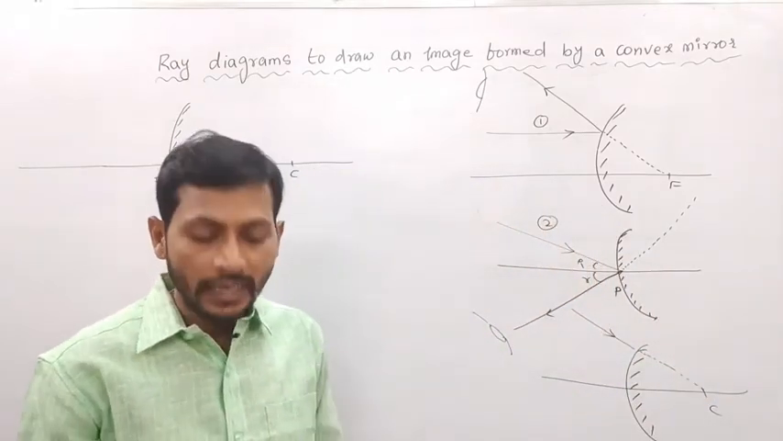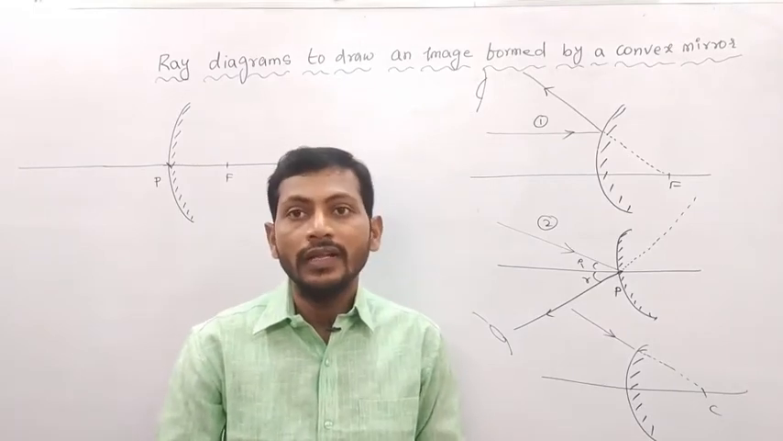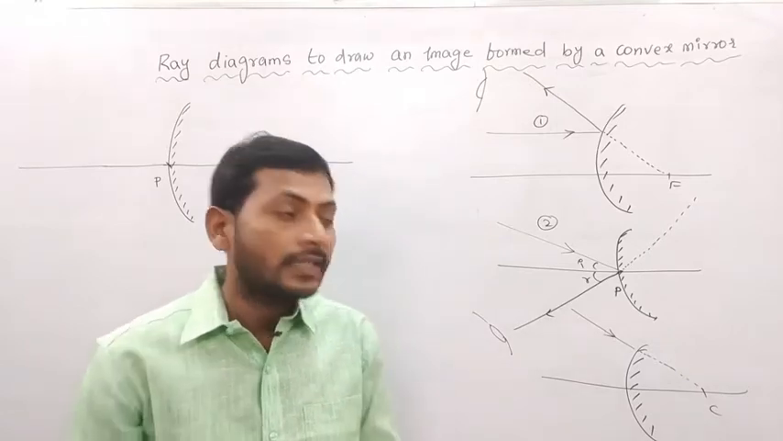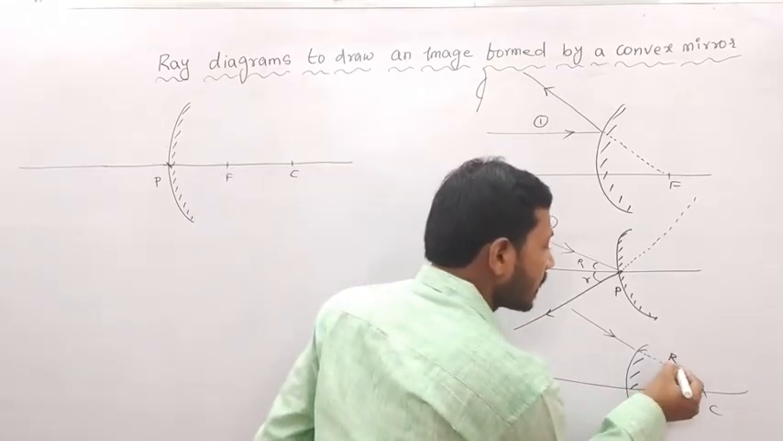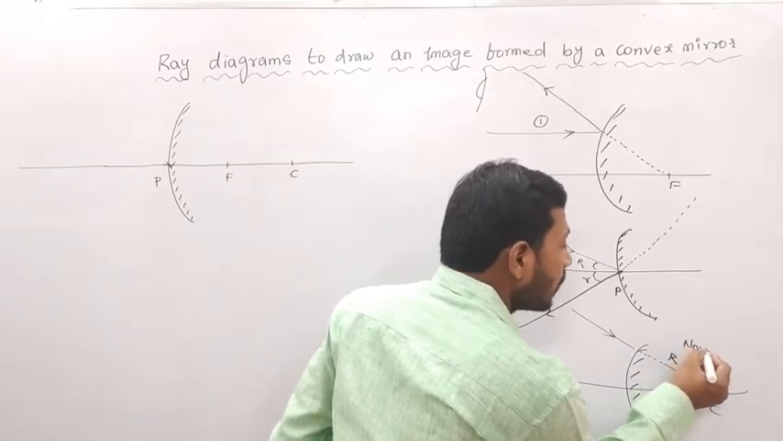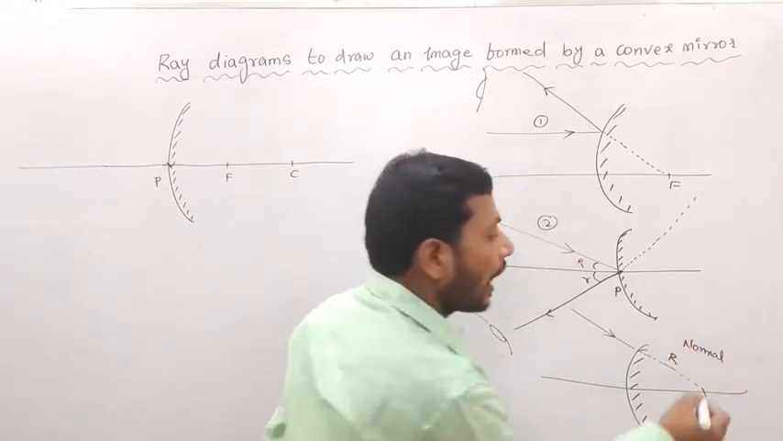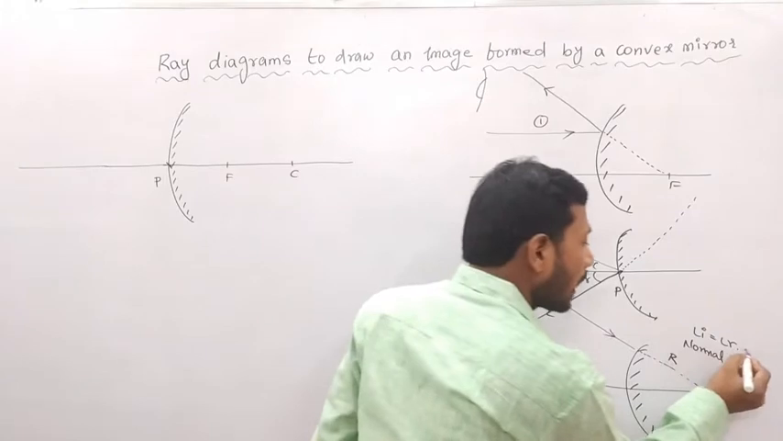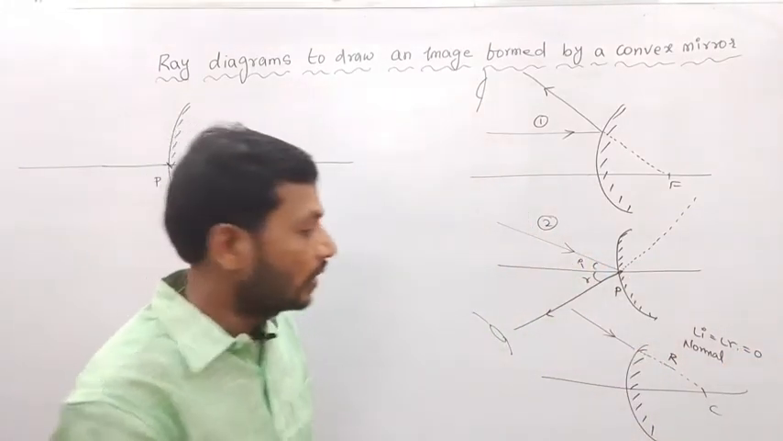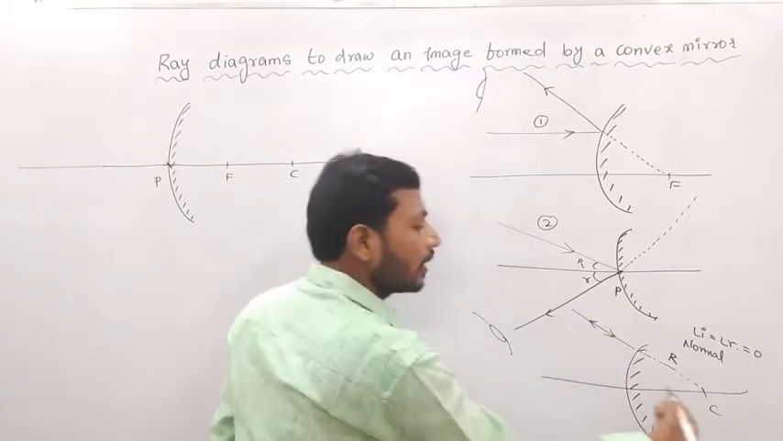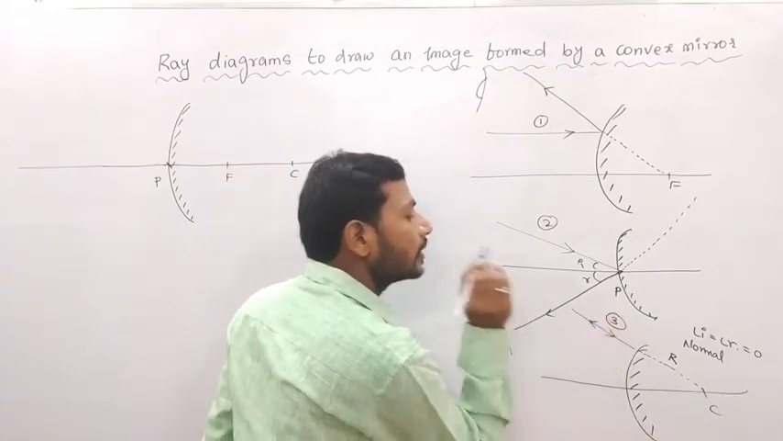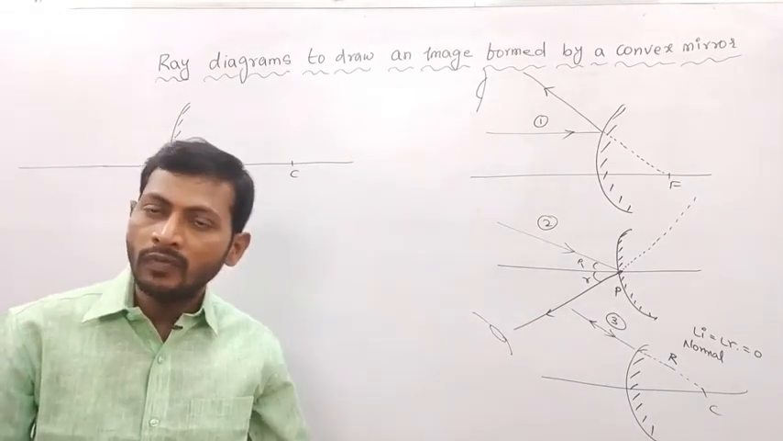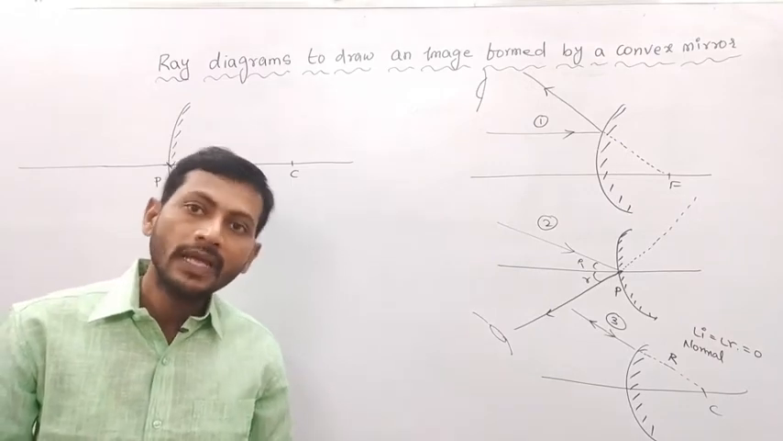Then when the ray is falling at the center of curvature, we know that the ray will move in the opposite direction along the same path, because the center of curvature means this is the radius, and the radius is nothing but the normal. When it is coming through the normal, angle I equals angle R, meaning angle I and angle R become how much? 0. That's why the reflected ray will move along the same path in the opposite direction. This is the third rule. So now these three rules are applicable for the concave and for the convex.